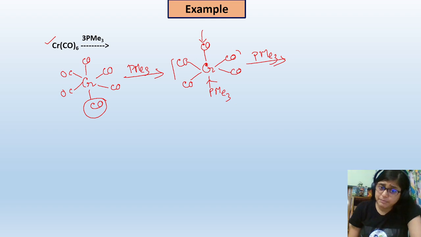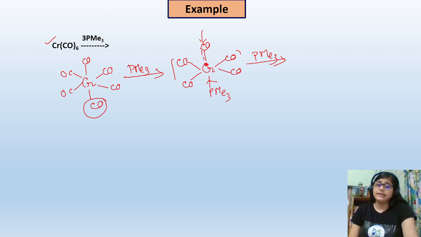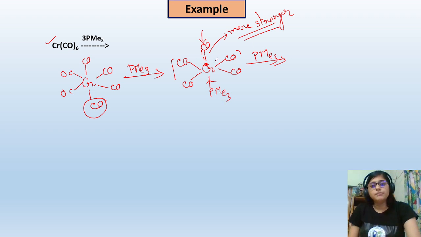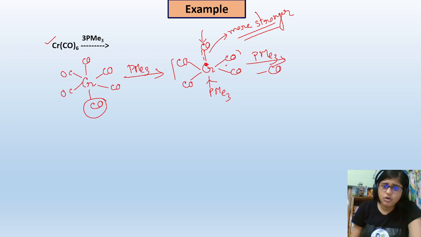Effect means the chromium metal will give more electrons towards its pi star orbital, meaning back bonding is more here. So it has more double bond character, which means the Cr-CO bond is stronger here, because of the trans sigma donor ligand PMe3, right? So compared to the metal-CO bonds of the equatorial COs, this one is stronger, so it will not leave. Another CO from the equatorial positions will leave.